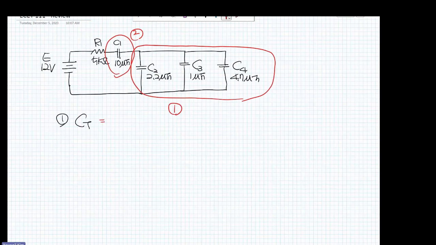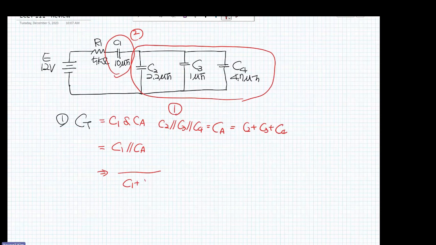So C2, do you remember, is in parallel? Write this one: C2, C3, C4 here. That is C2 plus C3 plus C4, right? And then C1 is in series, right? C1 and C A: that is C1 multiplied by C A, divided by C1 plus C A. I'm going to skip the calculations, but that was 4.41 microfarad. Any questions?